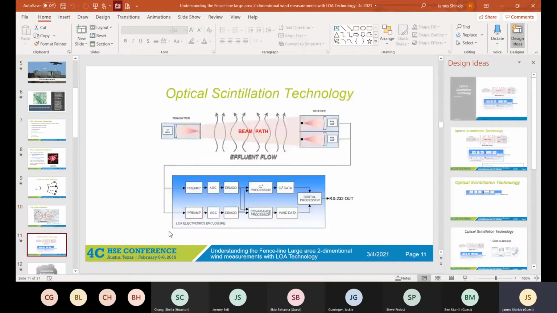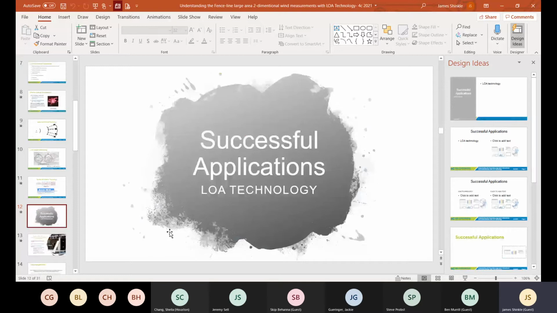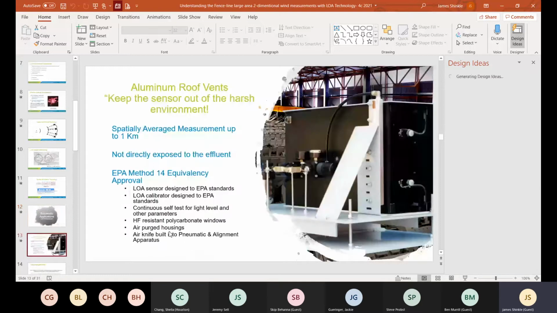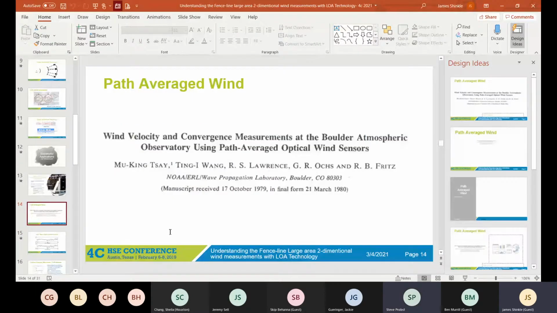This is just kind of a diagram. I'm going to whip through that one. Some of the successful applications that we've had that I think you'll find interesting. This one I put in here because I thought it was interesting. We measure the roof vents of aluminum smelters. We developed this specifically for them, and it does like a 3-kilometer range, and it got Method 4 approval.